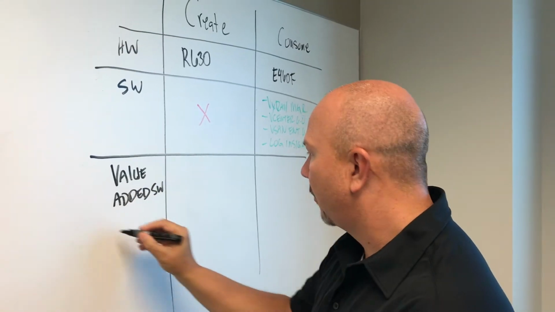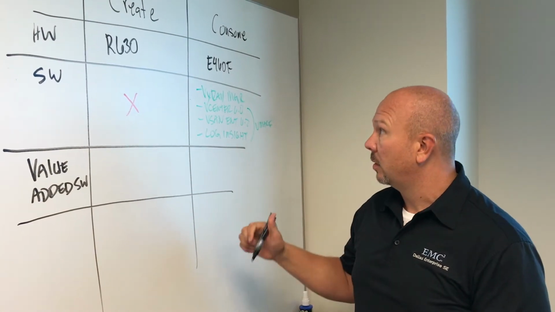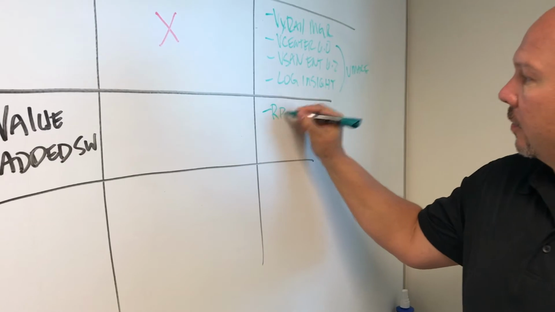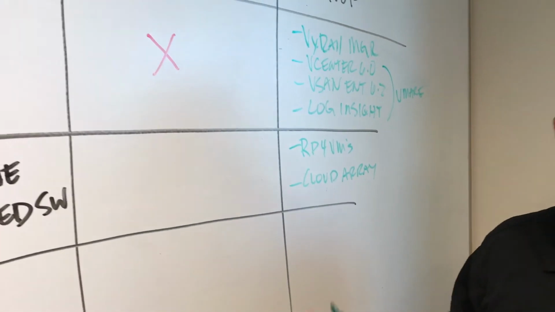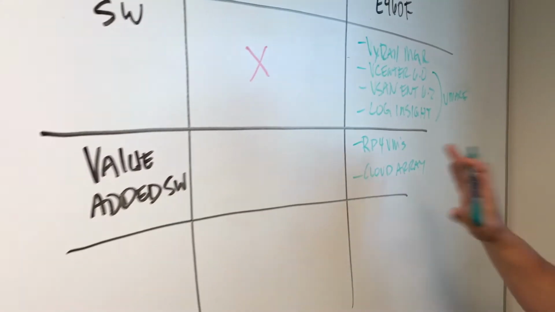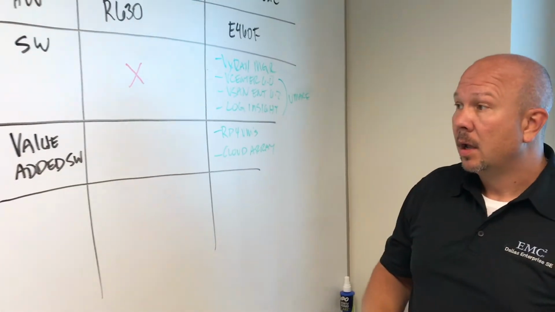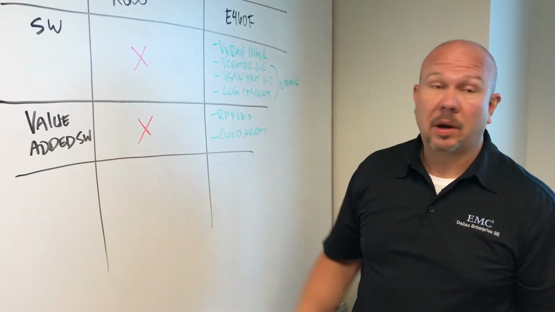So the next thing I like to break out is value-added software. Value-added software are those Dell EMC titles that are bundled with the VxRail product. Those include RP for VMs and CloudArray. Now, whether the customer finds a ton of value in these is sort of immaterial. It's a great discussion point, you should definitely have it, but to really get a true apples-to-apples comparison, they're going to need to compare that.